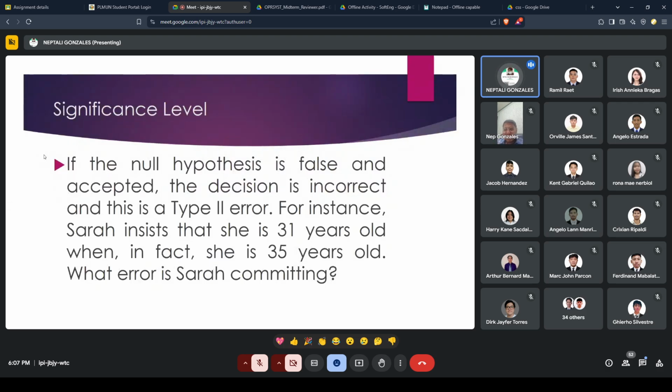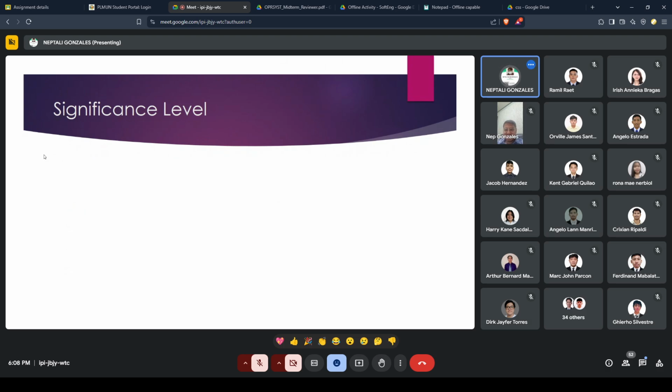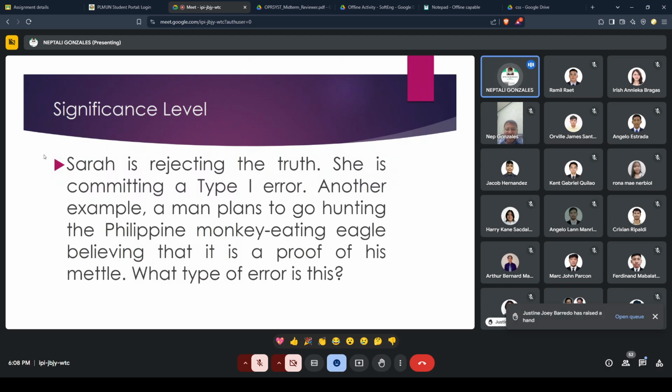Ang hypothesis mo, your null hypothesis is Sarah is 31 years old. Pero ang tunay, she is 35 years old. So in this case, you have a false null hypothesis, pero ina-accept siya. And what error is Sarah committing? So Sarah is rejecting the truth. She is committing a type 1 error.